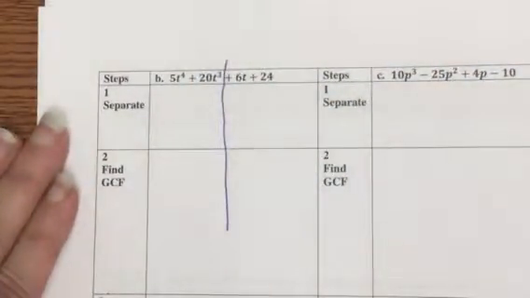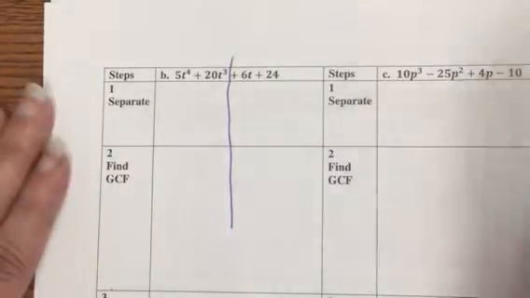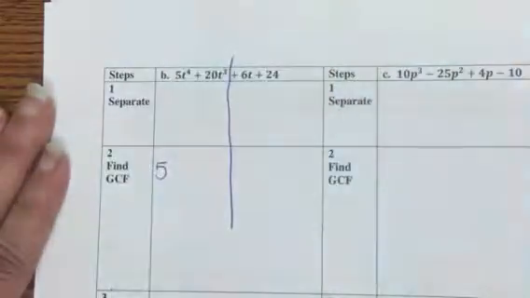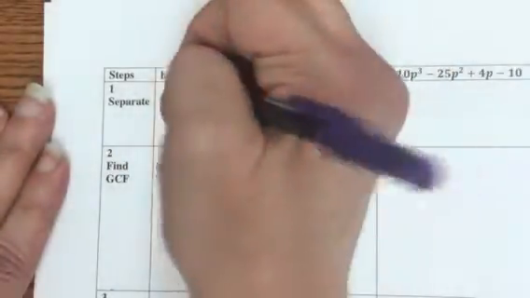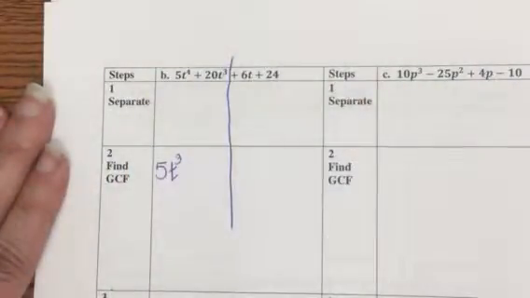So we're gonna draw our line down. What number goes into both 5 and 20? The largest number that goes into both 5 and 20. And again, if you can see it right off the bat, then do it. I can see right off the bat that it's a 5. How many t's do they have in common? This one has 4 t's, this one has 3 t's. So they both have at least 3 t's. There's my GCF.